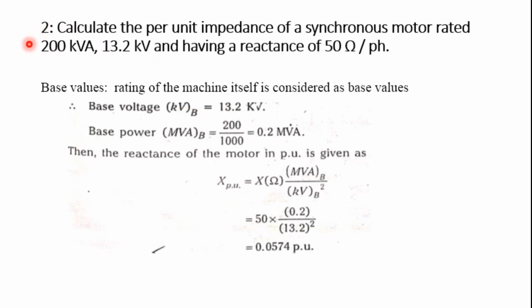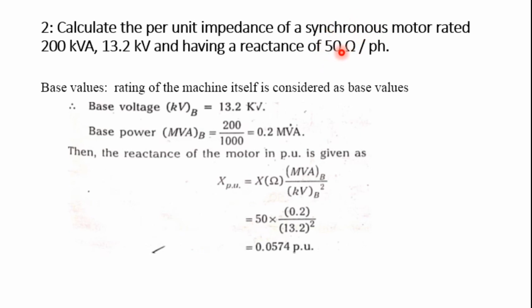What is the base power? Base power is the MVA base you are supposed to consider, but they have given it in terms of kVA. So I have to convert it to MVA by dividing by 1000, and you will get 0.2 MVA. Now we have to calculate the reactance. X per unit is equal to X in ohm into MVA base divided by kV base square.